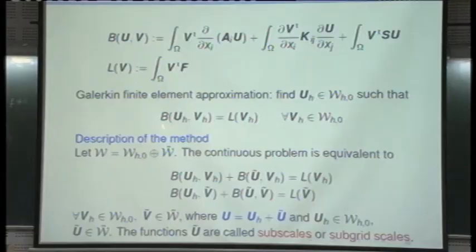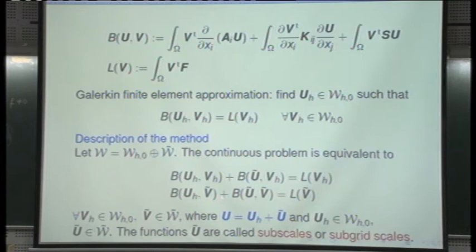Okay. Easy, it seems easy, right? And we do the same splitting for the unknown. So the unknown u, since b is a bilinear form, I can split u into uh plus u tilde and have these two terms. And likewise, when I test against vh.